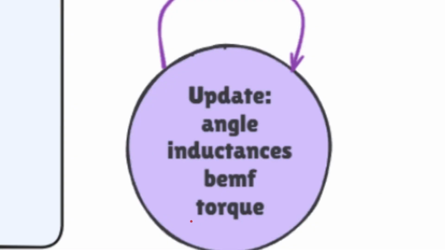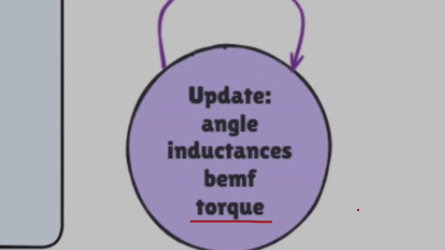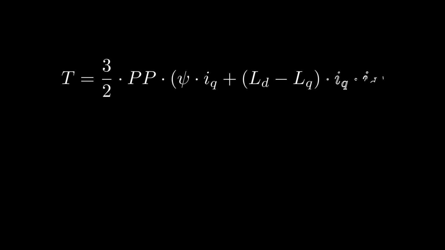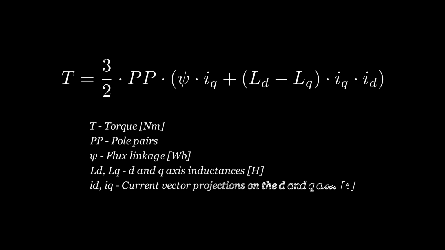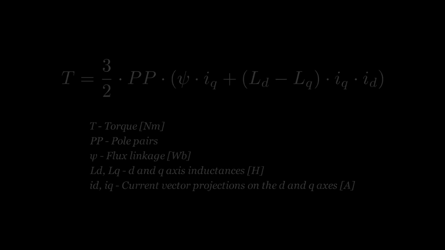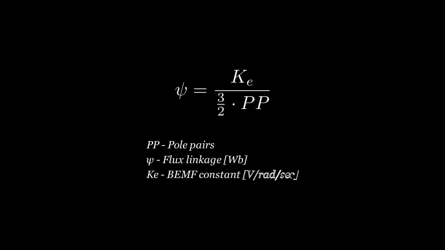Next, we update the torque generated by the motor. The torque equation is as follows. Right now, only synchronous motors are supported. Now, you might have these parameters from the motor's datasheet, which is great, but if you don't, there are ways to measure them. The flux linkage parameter is essentially the back EMF constant divided by 1.5 times the pole pairs.